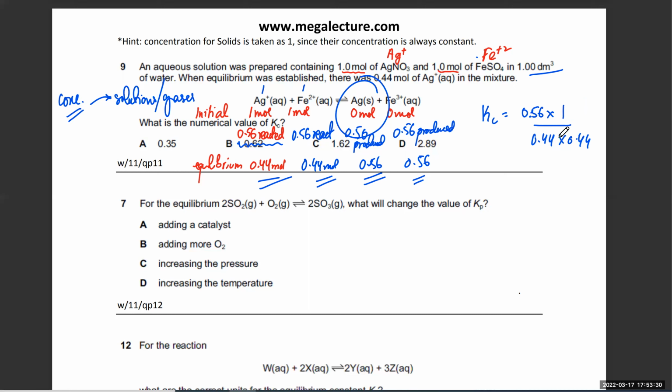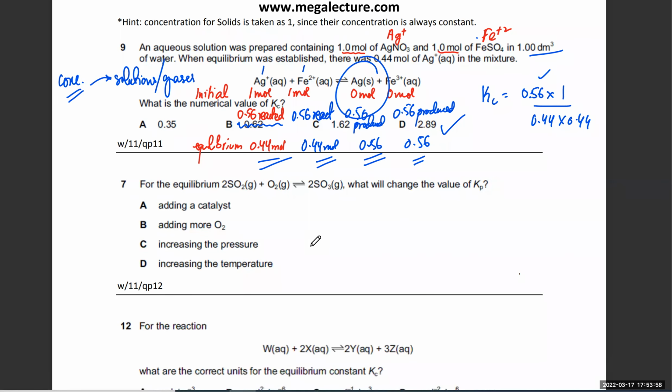What's 0.56 divided by 0.44 into 0.44? So this is coming out to be, are you sure? I thought it was 1.62, but I'm not sure. So the answer to this is 2.89.